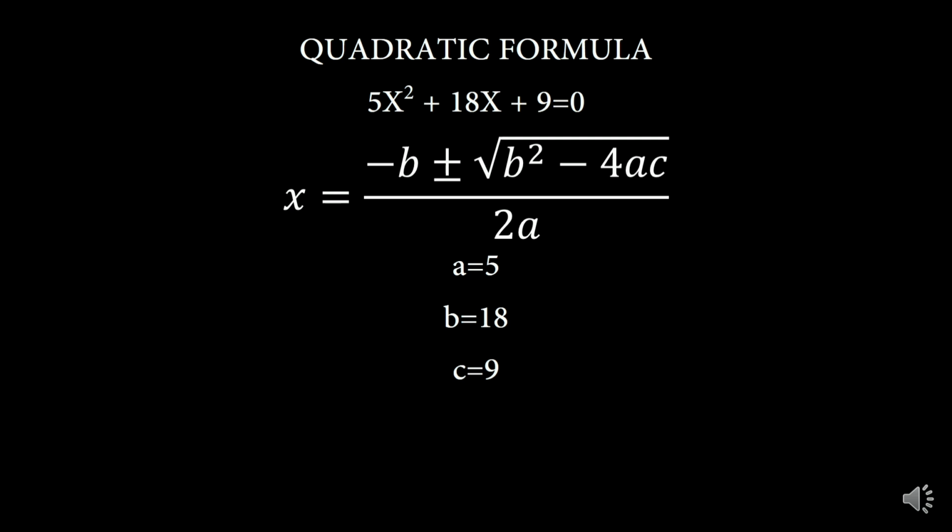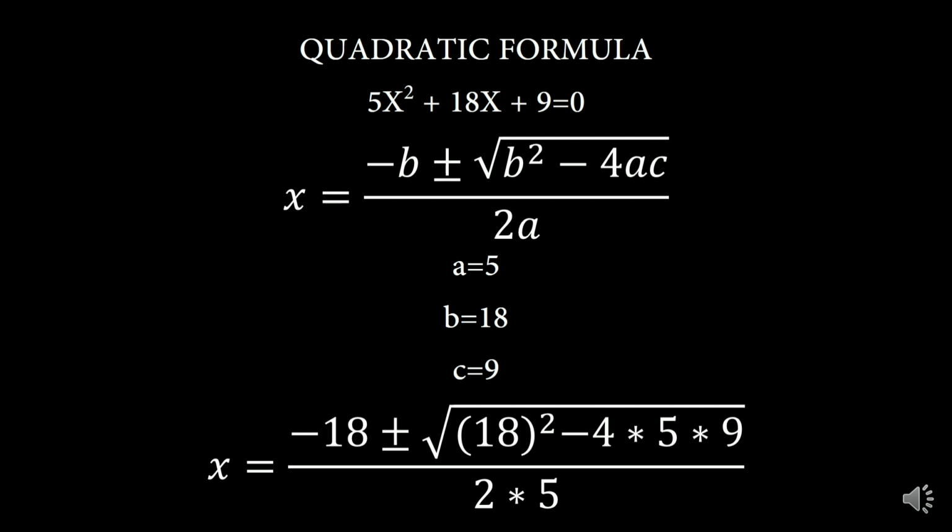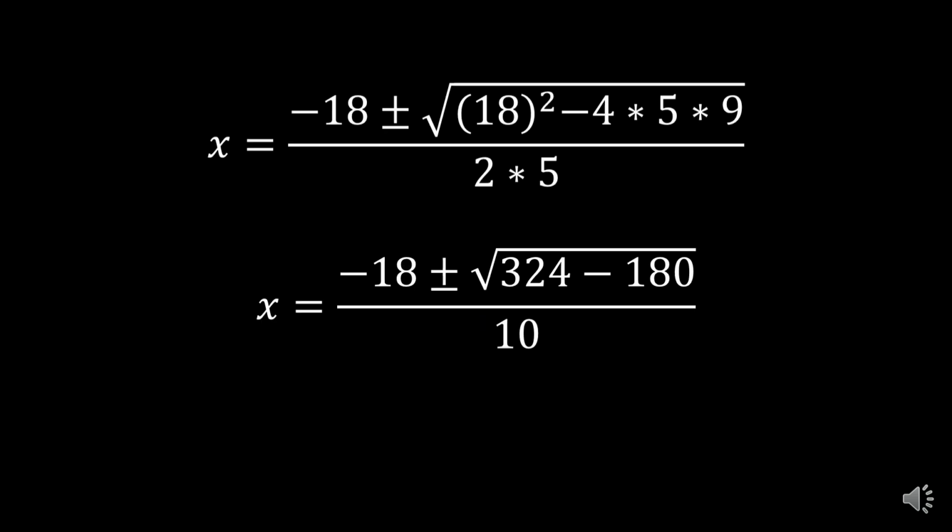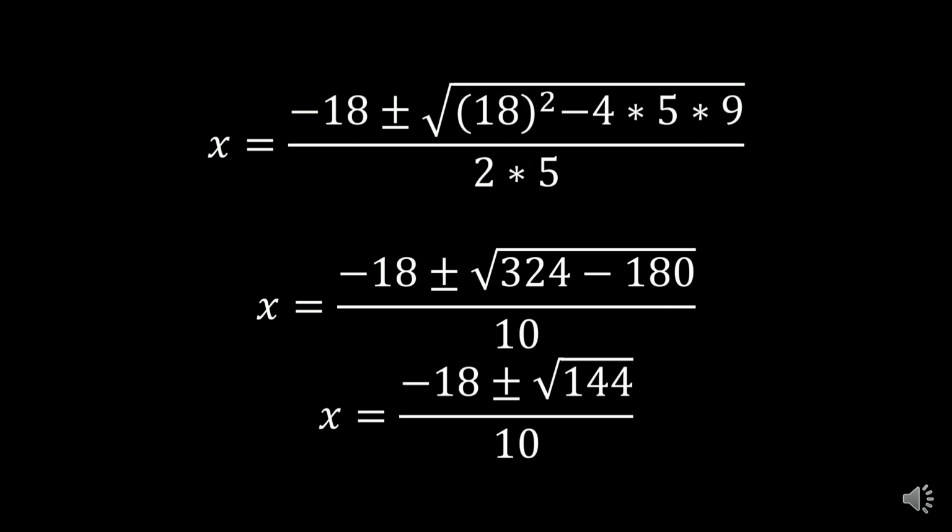So the next step is to insert all these values or parameters into the equation. That will give me x is equal to minus 18 plus or minus square root of 18 square minus open bracket 4 times 5 times 9, over 2 times 5. So that will give me the square root of, square of 18 is 324, minus 4 times 5 times 9 is minus 180. So 324 minus 180 is equal to 144.